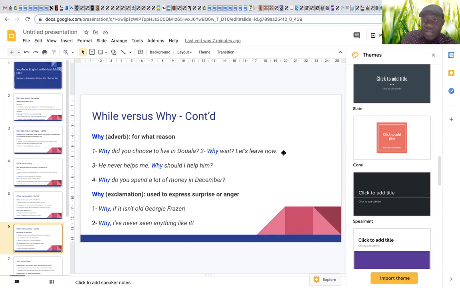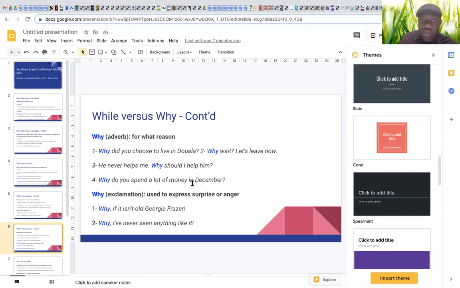Why wait? Let's leave now. For what reason should we wait? Let's leave now. He never helps me. Why should I help him? For what reason should I help him? Why do you spend a lot of money in December? For what reason? Can you give me the reason?